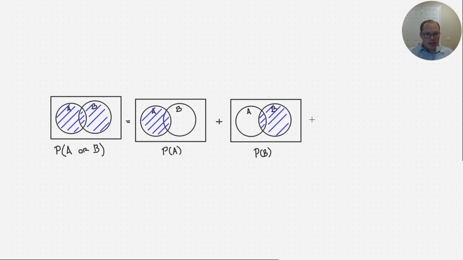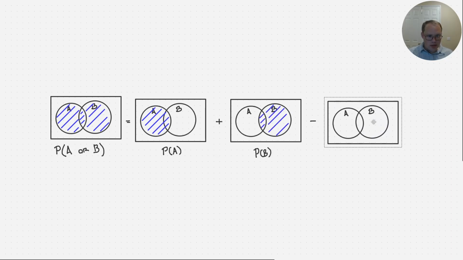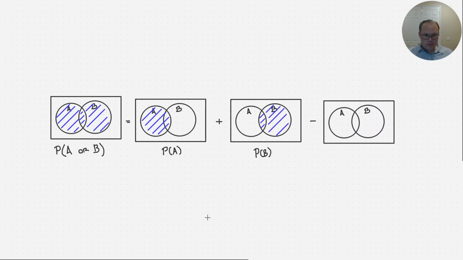So to do that, because I'm counting it twice, I'm going to subtract that region once. Okay, now remember this region here is the region A and B. That's all the outcomes that are common to A and B. So I'm going to subtract the probability of the outcomes they have in common because, again, I count them twice. I do want to count them, but only once. So I subtract one of them away. This gives our addition rule.